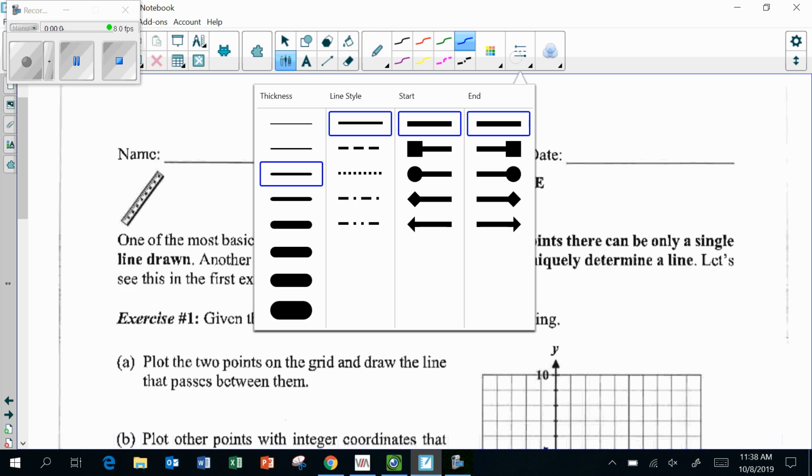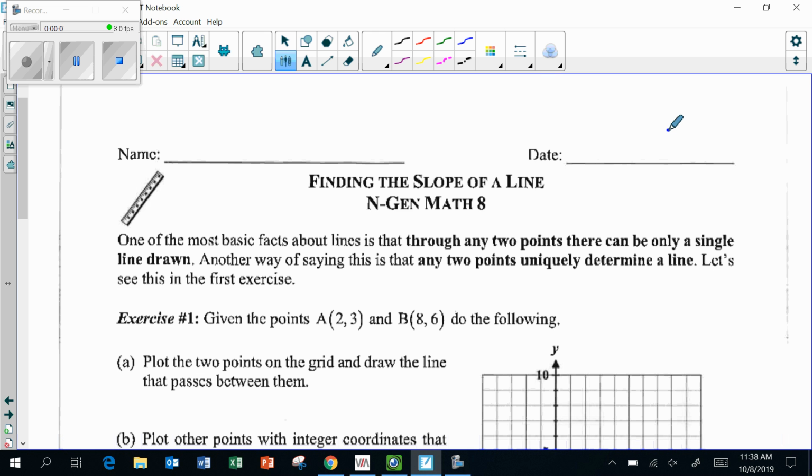Hello students, Mr. Sims here, and just trying to get the correct page. We are on page 21, and the lesson today is finding the slope of a line and using a formula.